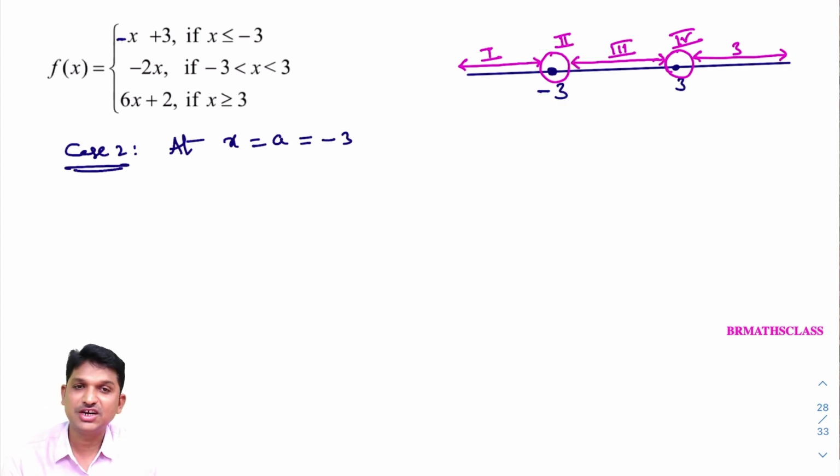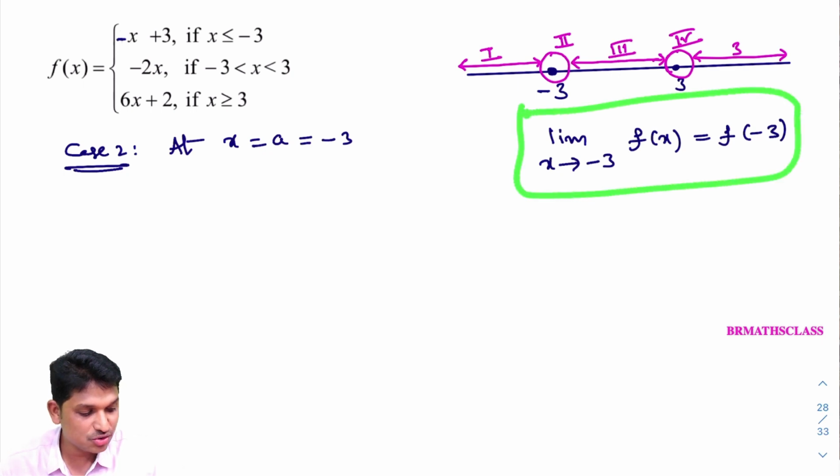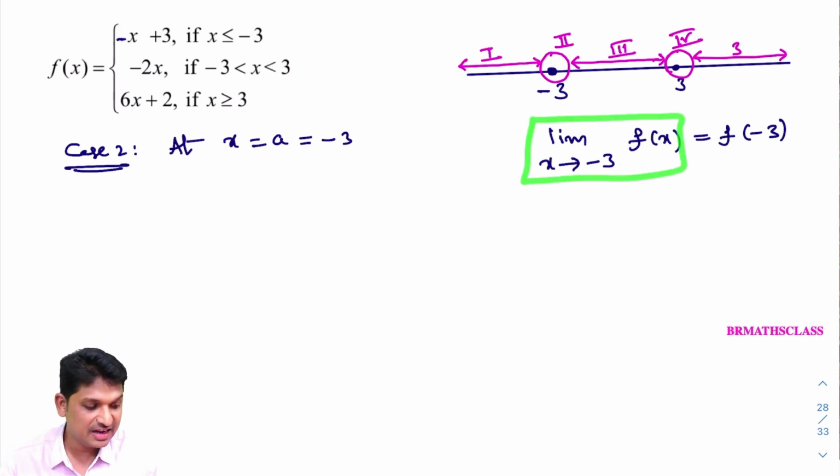When we say function is continuous at x equal to minus 3, the hero of this story comes: limit x approaches to minus 3, f of x equal to f of minus 3. You observe this one. Hero of this story. From the beginning of this chapter, we are using this very frequently. Limit x approaches to minus 3, f of x equal to f of minus 3. Then we say that this function is continuous at x equal to minus 3. To calculate this, first I will calculate this and then I will calculate this. Later I will check whether these two are equal or not.